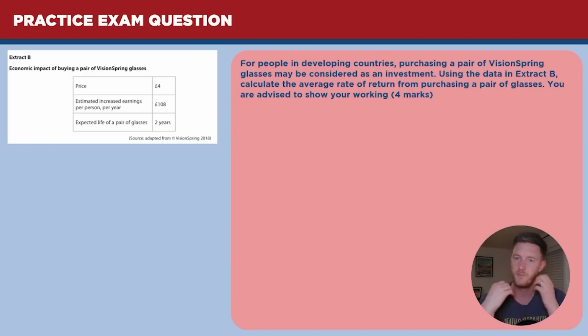They said, for people in developing countries, purchasing a pair of Vision Spring glasses may be considered an investment. I just thought, we've got so many examples of business investment projects, and they go with buying a pair of glasses for £4 as an investment. So it was quite complicated, definitely for a 4 marker, but this is how you do it. The price was £4, and they estimate that the increased earnings because of having the glasses would be £108 in this developing economy, and they last about 2 years.